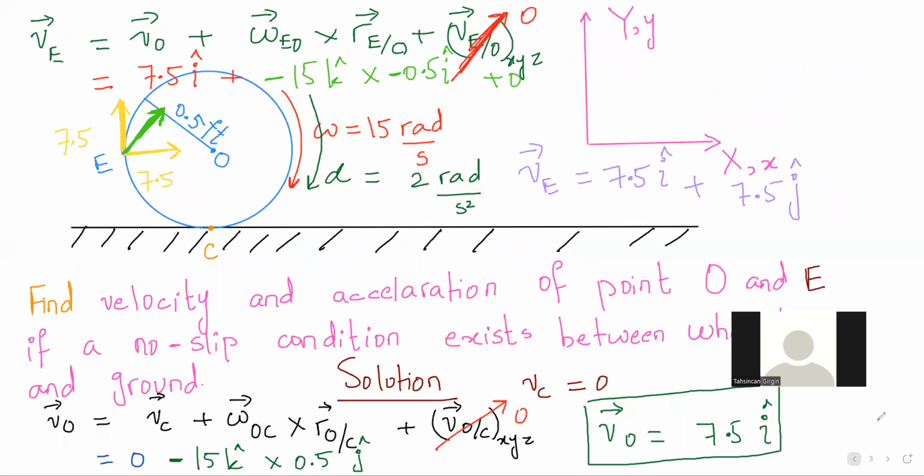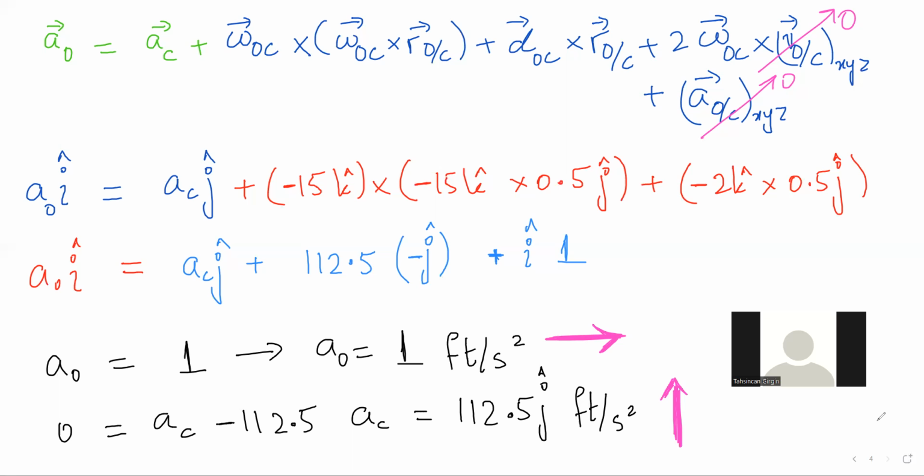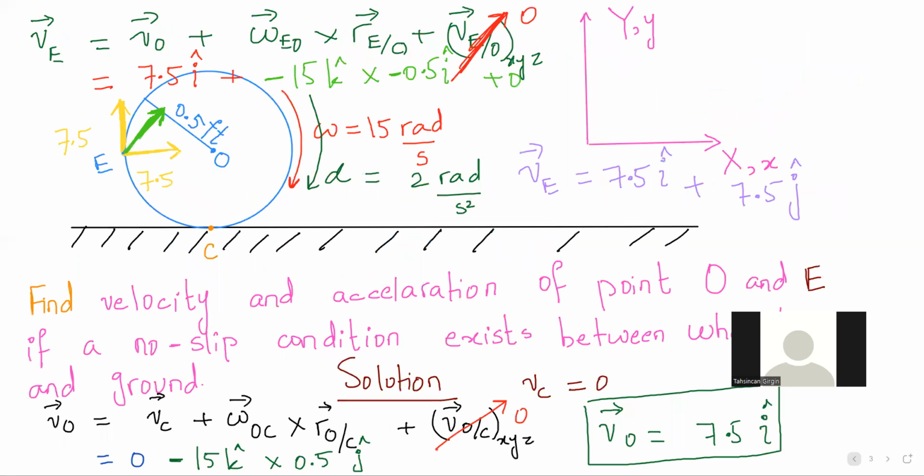Yes. For AC, we said that just the J component, just the normal component, exists. Yeah, that's why I wrote AC only J. How can we be sure that just the normal component exists? I will explain, because I have already mentioned that this point is not going anywhere because of the no slip condition. Okay. If this point is not going anywhere, its velocity is 0. Yes, velocity is 0.